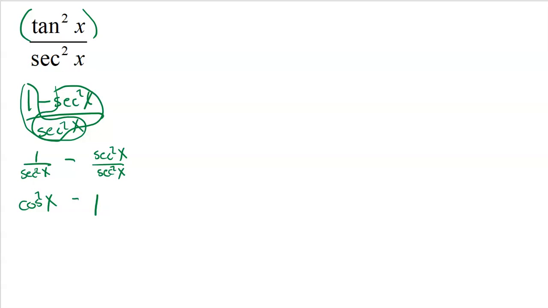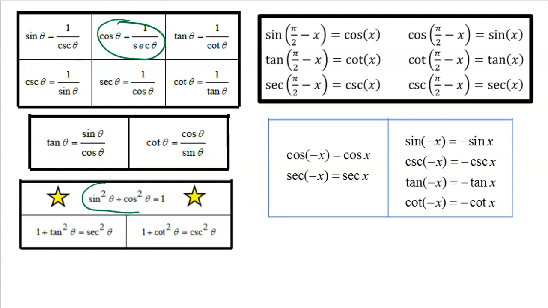So now I got 1 minus cosine squared, and that looks pretty simple, but I can even do you one better. Look at the original Pythagorean identity right here. Now you got to really follow me on this. If I subtract the cosine squared over and then subtract the sine squared over.